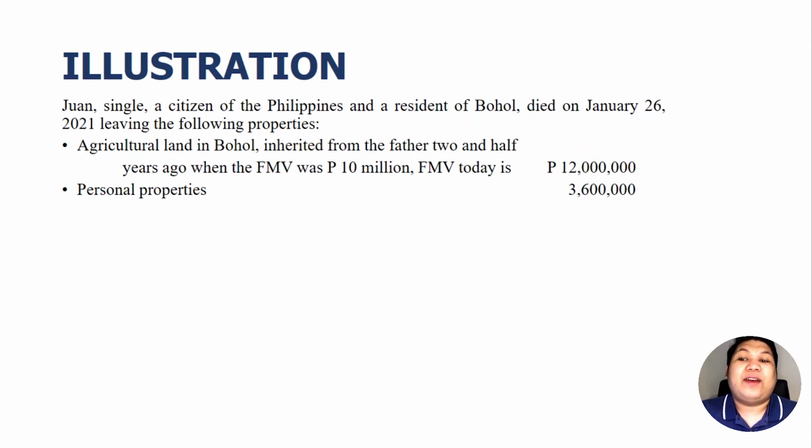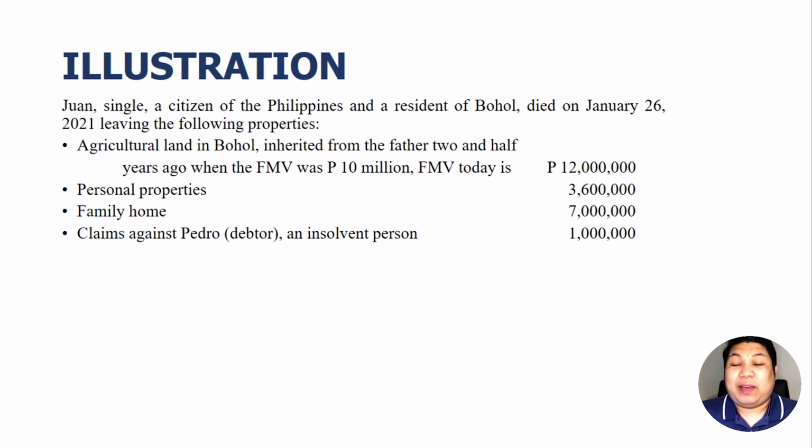And also we have personal properties valued at 3.6 million. We also have the family home, which is valued at 7 million, and claims against Pedro, the debtor, who is an insolvent person. So Pedro has a debt to Juan, and this debt remains unpaid by Pedro, who became insolvent at the time of the death of Juan.